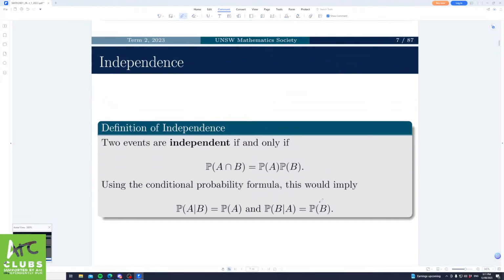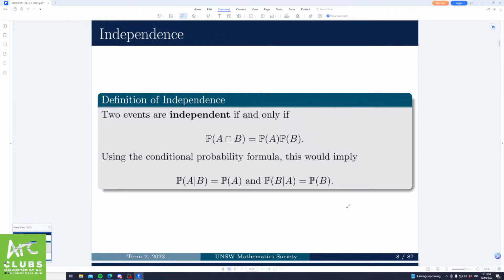Independence is a really important property. So 2 events are independent if and only if the probability of the intersection is equal to the product of the individual probabilities. Or you can also prove independence by proving one of these 2 equations. So the probability of A given B is equal to the probability of A, and vice versa. And just proving one of these 2 statements is enough to show that 2 events are independent.